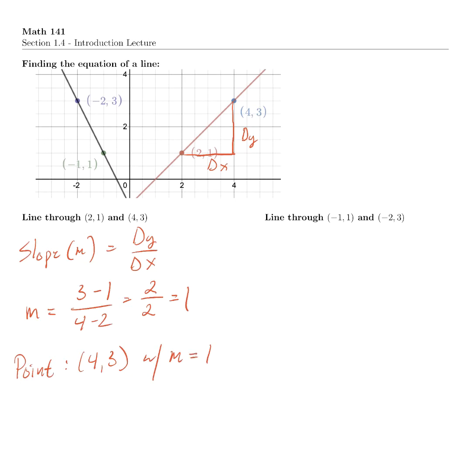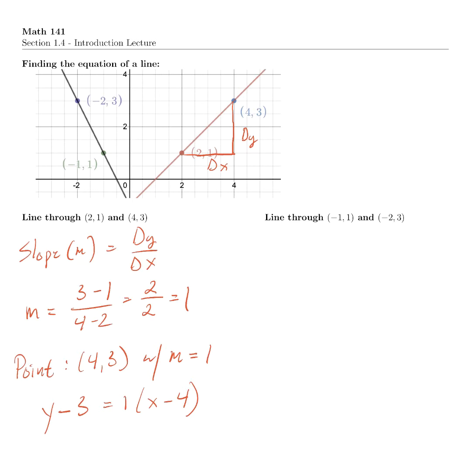We can use the point-slope form of the line, which is y minus the y coordinate of the point is equal to the slope times x minus the x coordinate of the point. We could write this line in slope-intercept form also, but we learn just as much information from point-slope form, and we're less likely to make algebra errors.